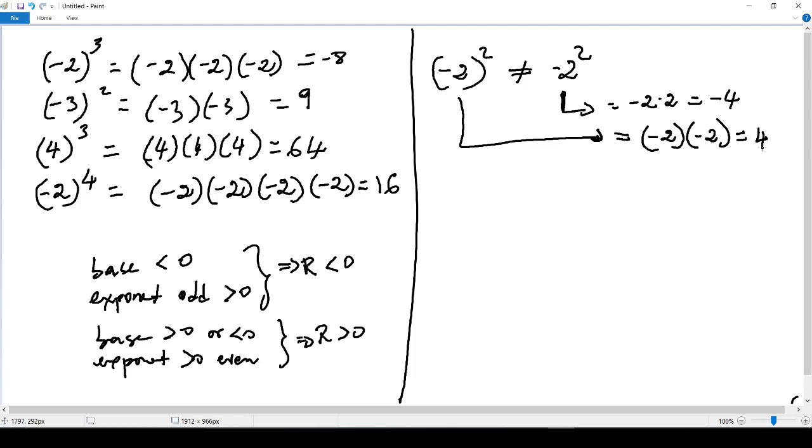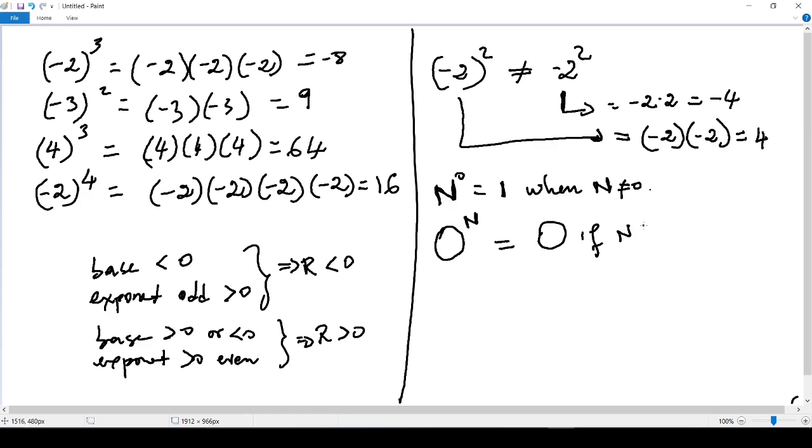To finish the first part, we have to remember that any number different from 0 to the power 0 equals 1. So if I have a number n which is different from 0, n to the power 0 equals 1. Also, we have to recall that 0 to the power n equals 0, if n is positive. Finally, 0 to the power 0 is undefined.